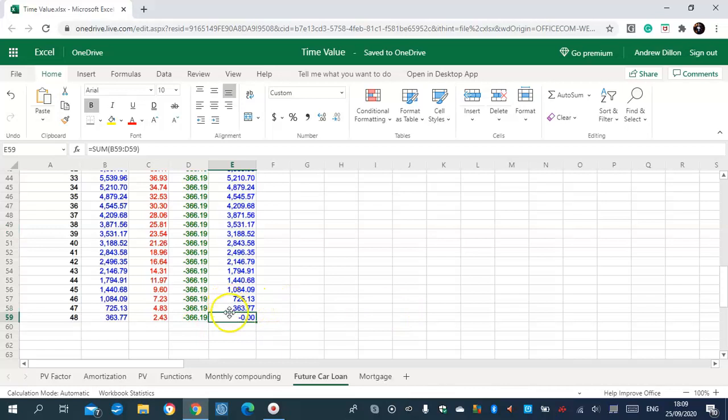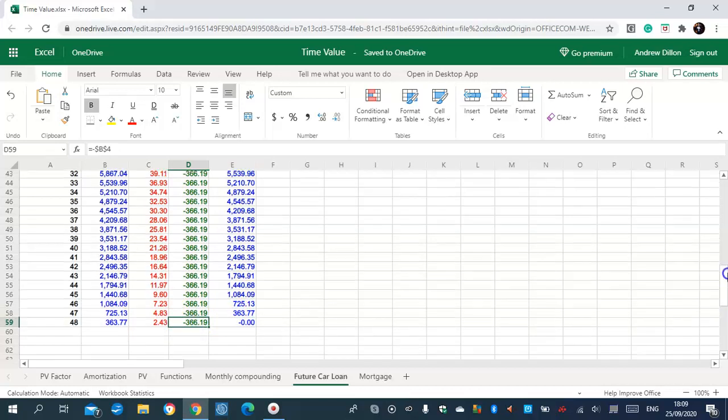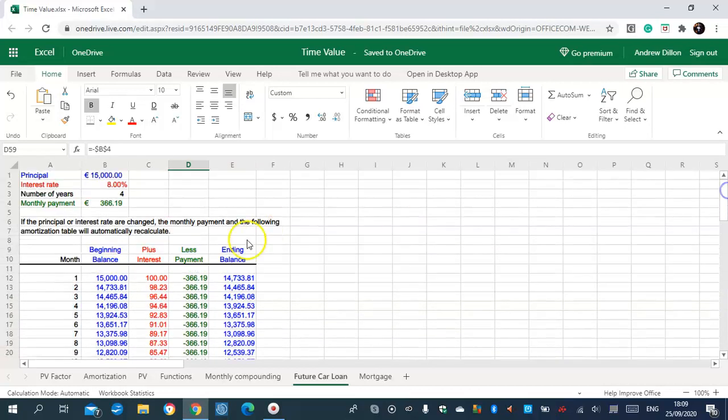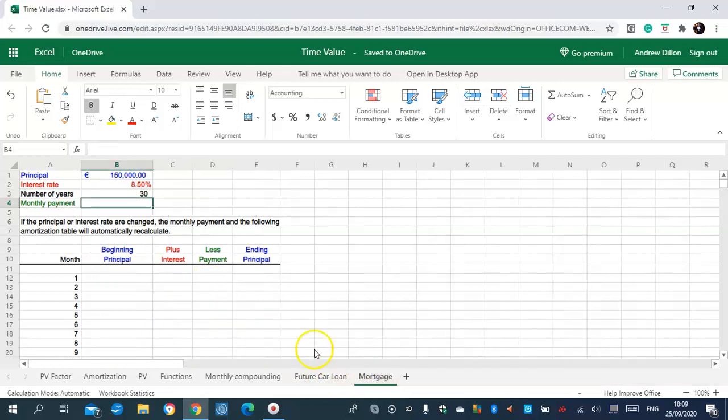Okay, that's the future car loan sheet complete. Very good. So that's how to solve and create a future car loan sheet, whether the interest rate changed or not for the monthly payments. You can move on and do the last sheet, called mortgage, and calculate the monthly payments.